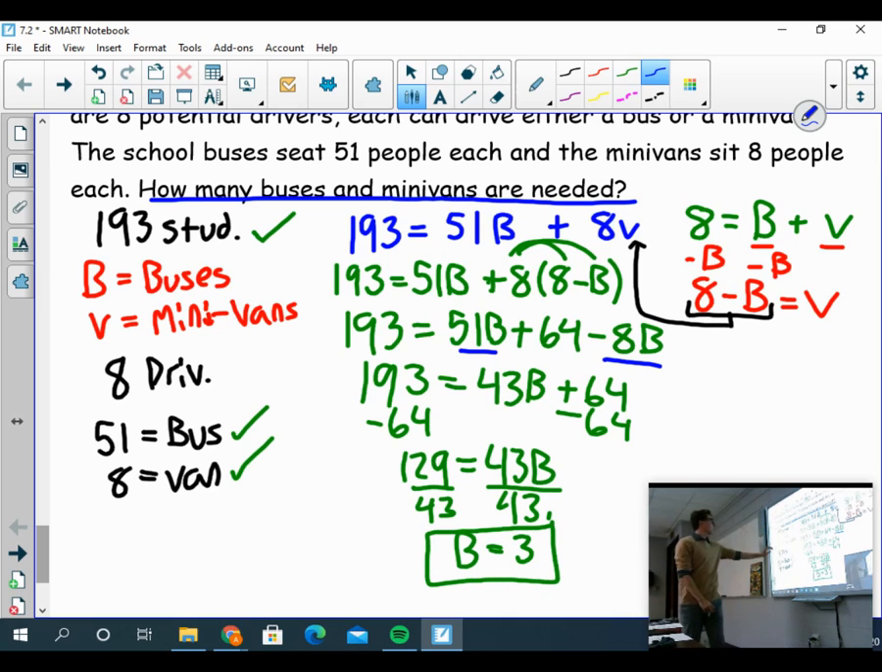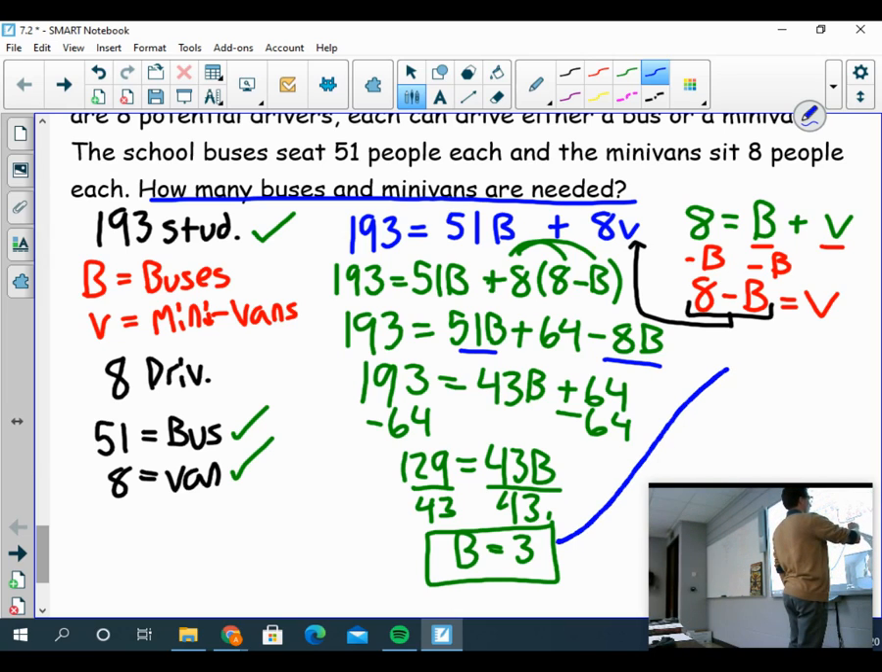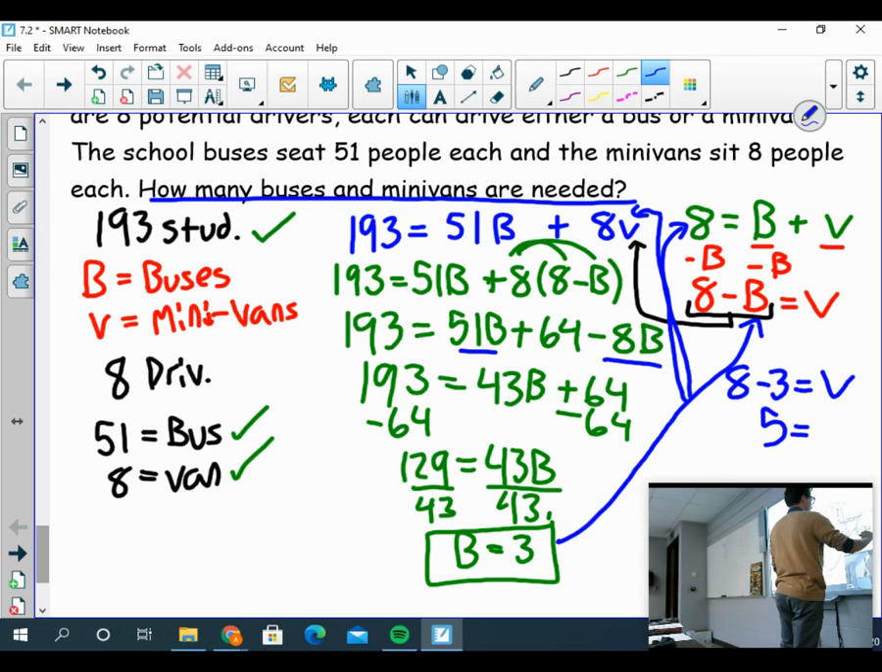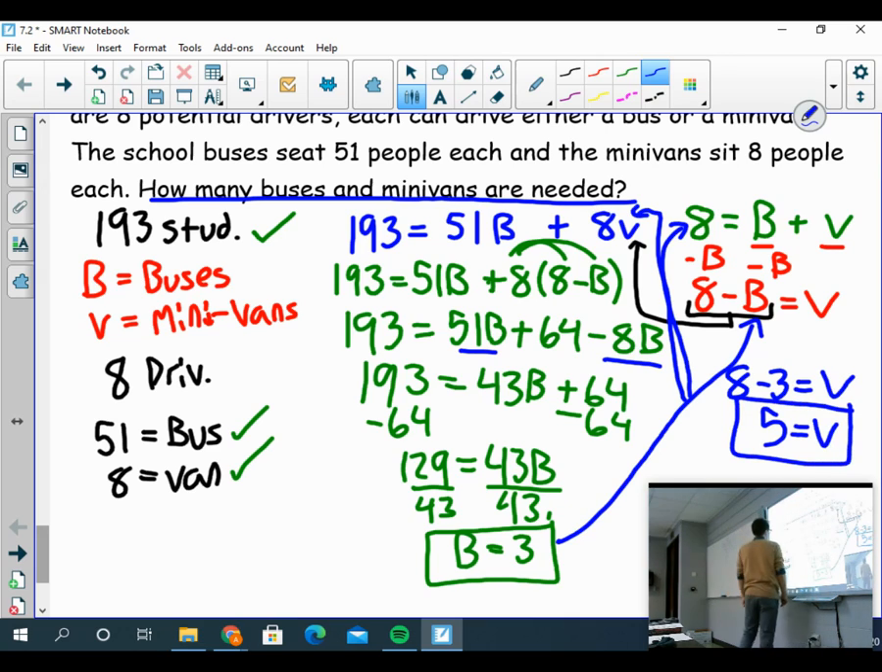Well, how many vans do I need to take? Plug it back into your other equation. I can plug it in here, I can plug it in here, I could plug it in back here. Doesn't really matter. And I figure out that I need 5 vans. 5 vans and 3 school buses to transport all the students.